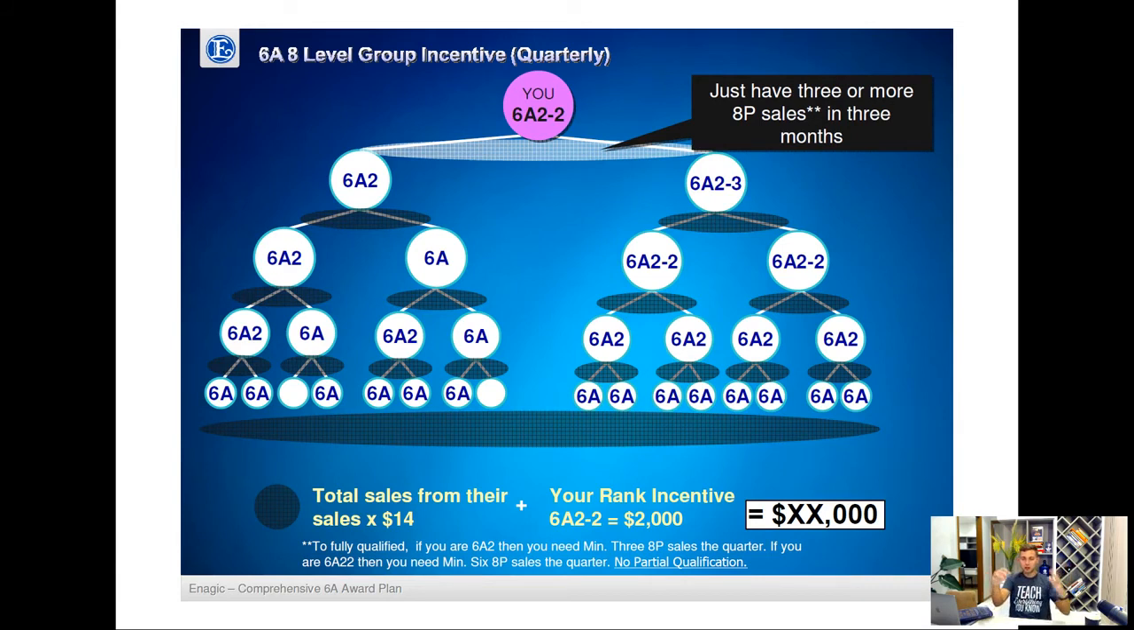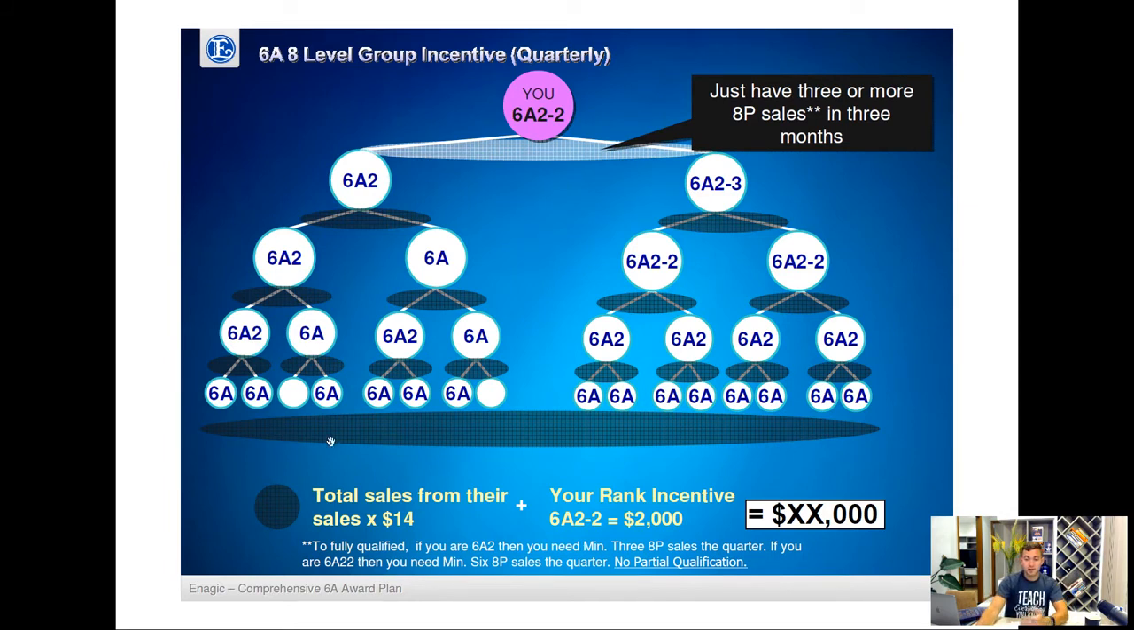This is a big picture. If you have here a 6A2-2, you need to have, now it says 3, right? 3 is for 6A2 qualification. If you take a look at the little asterisk here, you need 6 sales within your 8 points within the quarter, guys, within 3 months at 6A2-2. And this is just kind of a big formula you can use at 6A2-2. You're going to total up every single sale within your teams, 8 levels deep, and multiply that number of sales by $14.